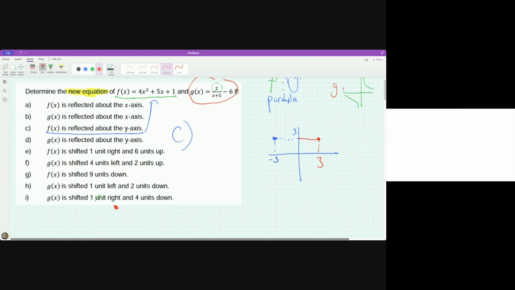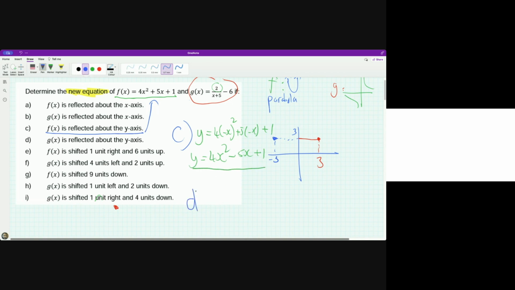So I want to reflect over the y-axis. What do I need to do with this function y? I don't change the sign in front of the y. I change the sign in front of the x. So wherever there was an x, I now put a -x. But when I square this, this becomes 4x squared, because -x times -x is positive x squared. This one becomes -5x, and this just stays +1. Okay, so that is C.